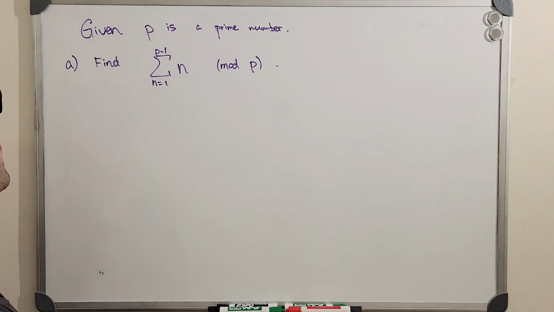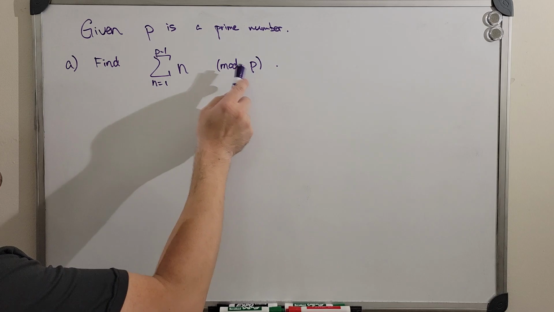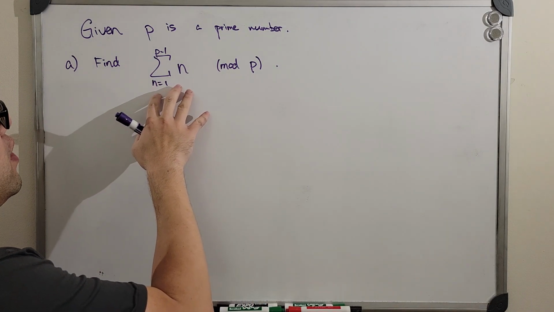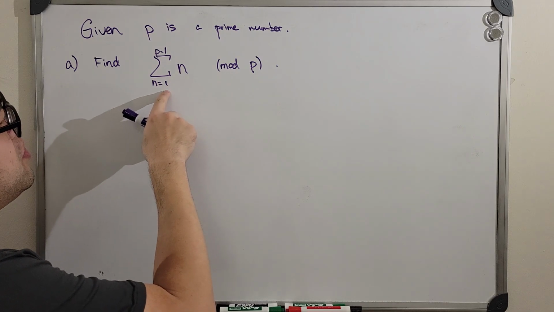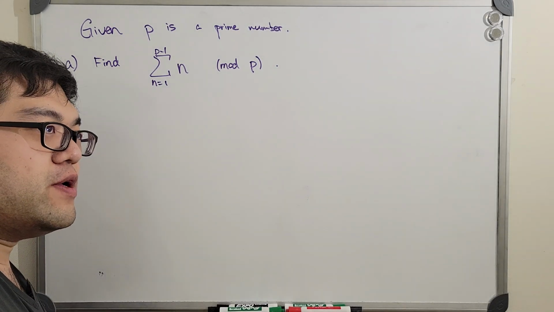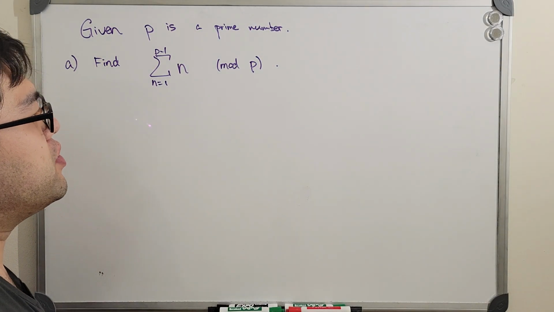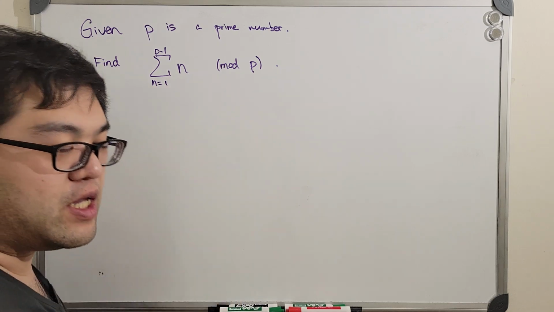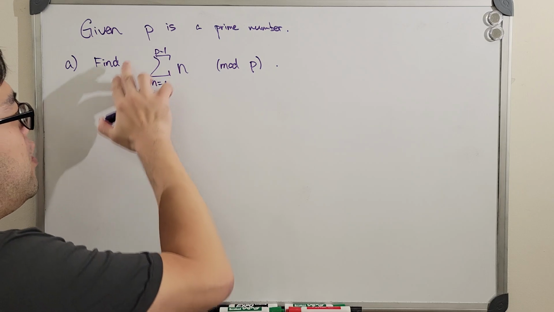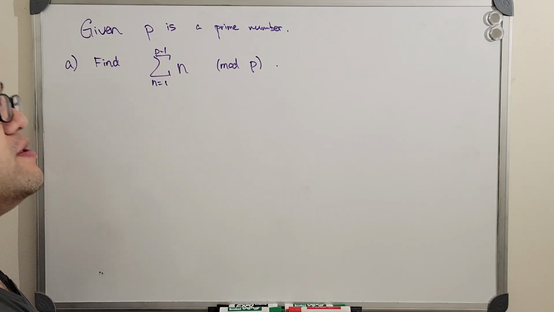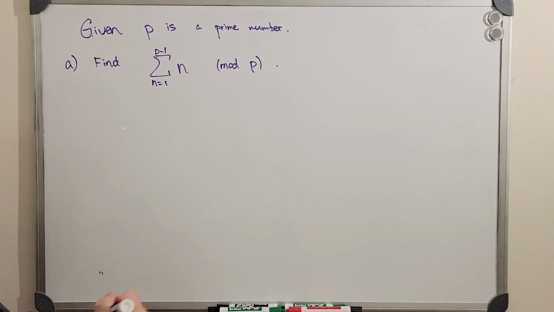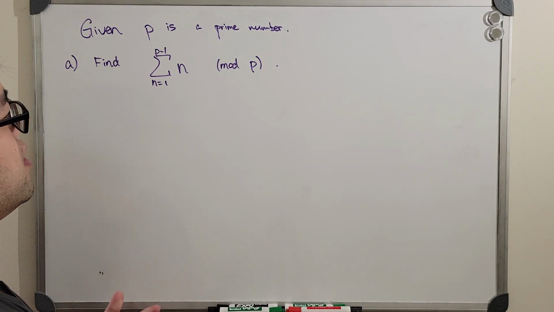Okay, so first part of the problem says find the value of the sum from 1 to p minus 1. And of course we already know the formula, but this time we're going to try to find the value in mod p. In other words, we're trying to divide the whole thing by p and want to see what the remainder would be. Well, of course, it would be very easy in this situation.